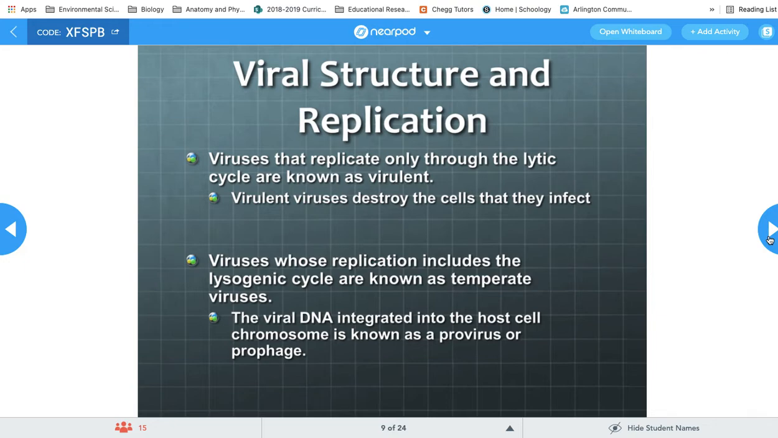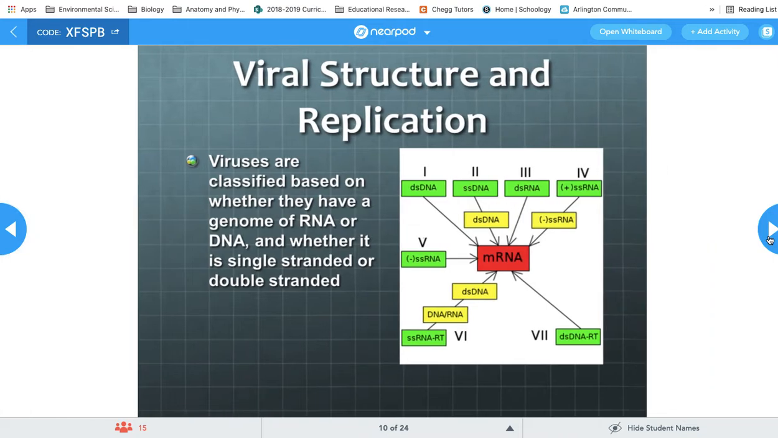The lytic cycle is known as virulent, so virulent viruses destroy the cells that they infect. The viruses that replicate through the lysogenic cycle are known as temperate viruses, and the viral DNA is integrated into the host cell's chromosome, known as the provirus or prophage. All it takes is the viral DNA and the host cell DNA intertwining: prophage. Now, each virus has different characteristics, and we're going to classify them by whether they're DNA or RNA, and whether they're single-stranded or double-stranded.